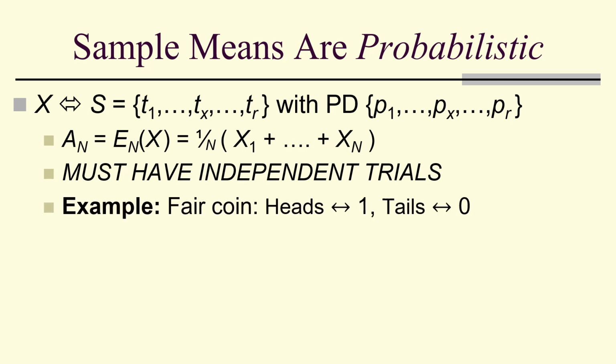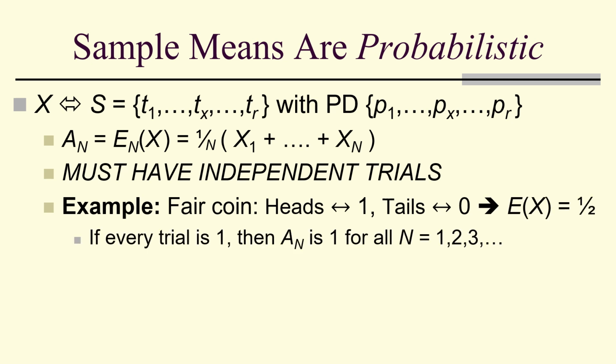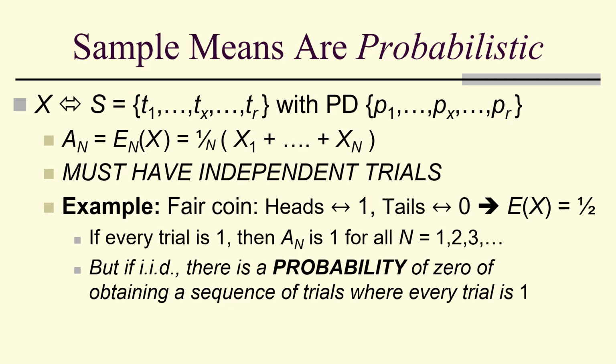For example, if we had a fair coin, heads is 1 and tails is 0, then the theoretical expected value would be a half. But what if every trial was 1? Then A_n would be 1 for all n. But if we have identically and independently distributed trials, then the probability of every trial being 1 is necessarily 0. So even though we could imagine all the trials being 1, there's a probability of 0 that it would actually happen as long as we have independence.